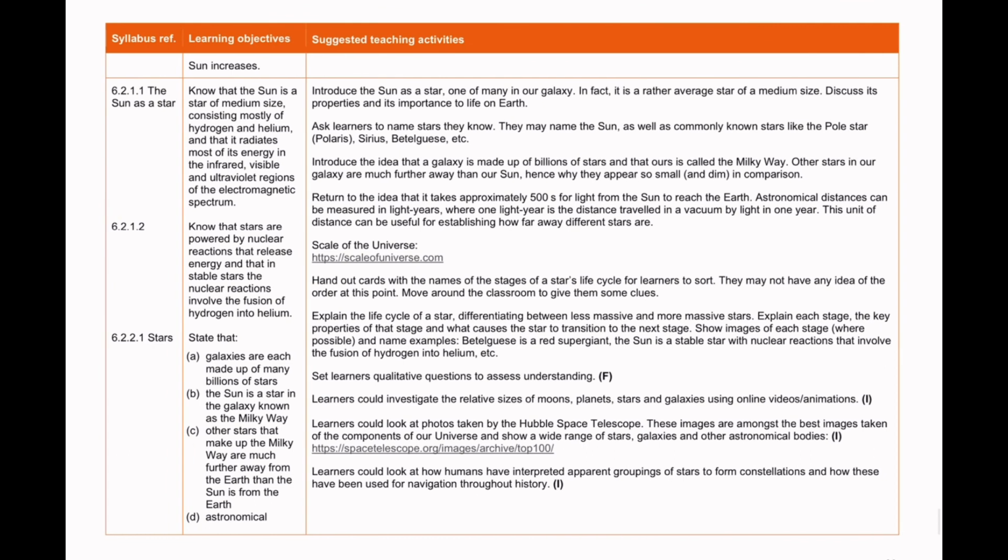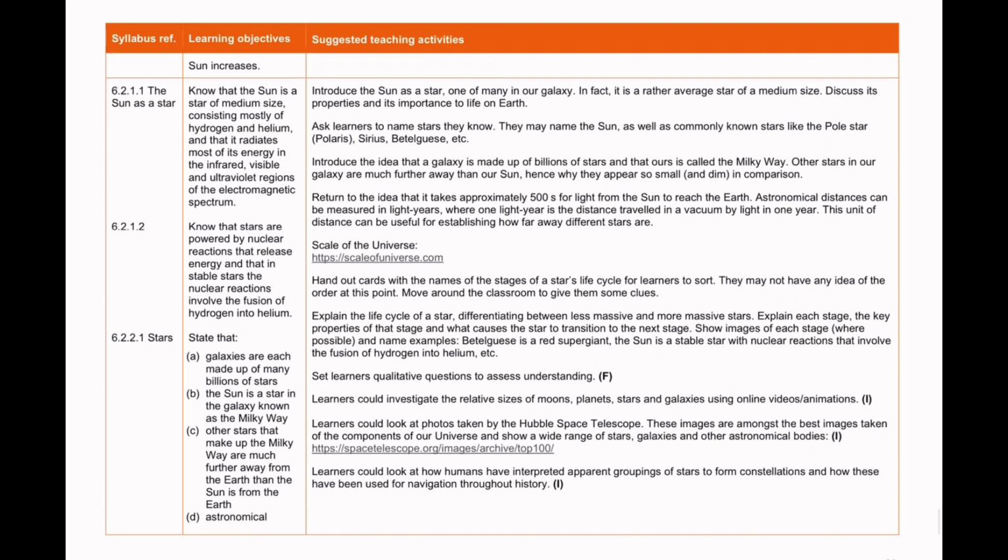Key concept, the Sun as a star. Know that the Sun is a star of medium size, containing mostly hydrogen and helium, and that it radiates most of its energy in the infrared, visible, and ultraviolet regions of the electromagnetic spectrum. Know that stars are powered by nuclear reactions that release energy, and that in stable stars the nuclear reactions involve the fusion of hydrogen into helium.